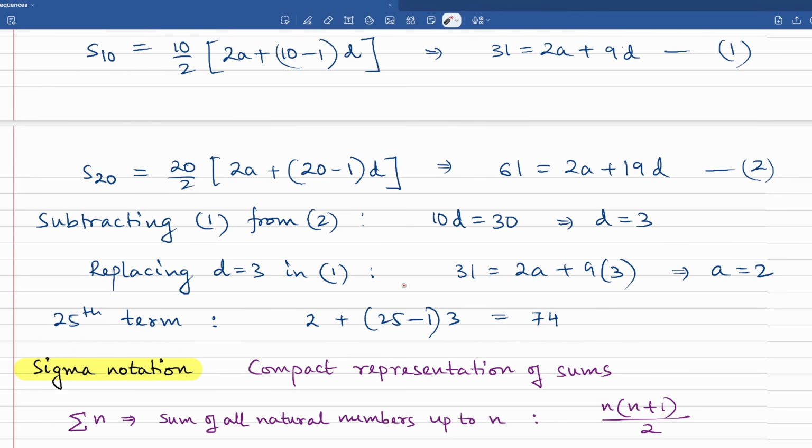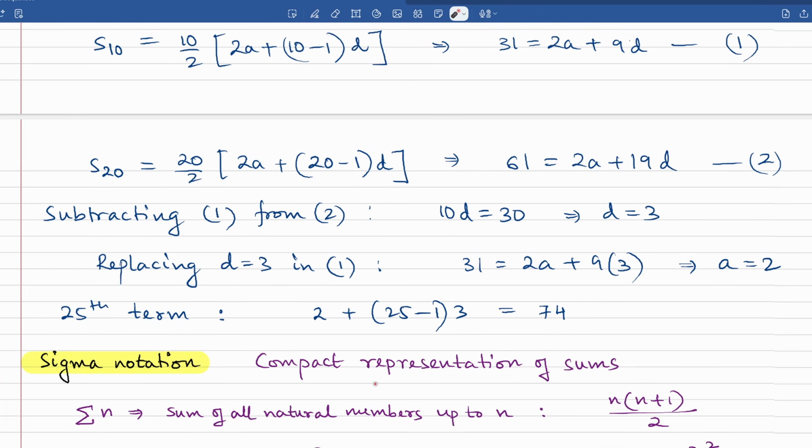The next thing that we will do is known as the sigma notation. It is a way of representing sums in a compact manner. That's why I have mentioned here compact representation of sums.